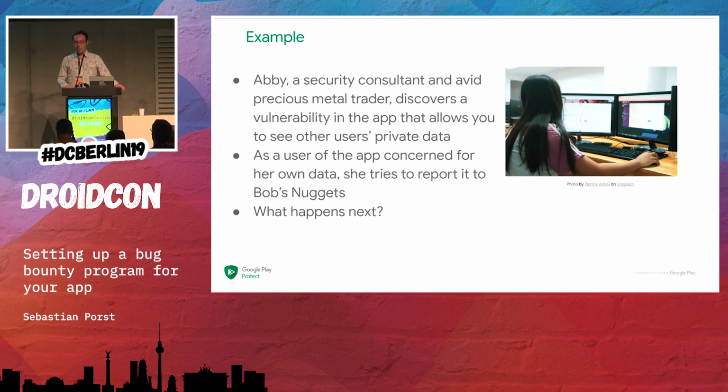And now we've got Abby, right? Abby's a security consultant, and she loves gold. So she's going to use your Bob's Nuggets application. And because she's a security researcher, she notices weird things in your application that kind of set her off.